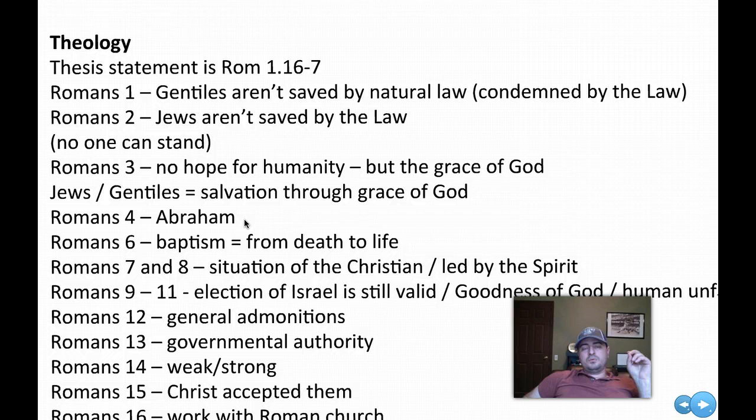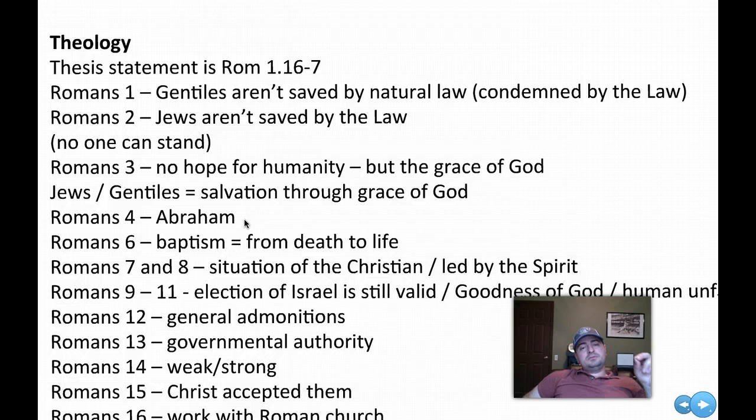And then in chapter 6, we already talked about baptism from death to life, and 7 and 8 is the situation of the Christian. That's the famous part where Paul says, "Who will save me from this body of death? I am wanting to follow the law, but I end up failing, and no matter how hard I try, I'm in despair because I keep on sinning." And so, that's a situation we find ourselves in sometimes, or often, and we put our faith in God, and we are led by the Spirit instead of led by our carnal desire.